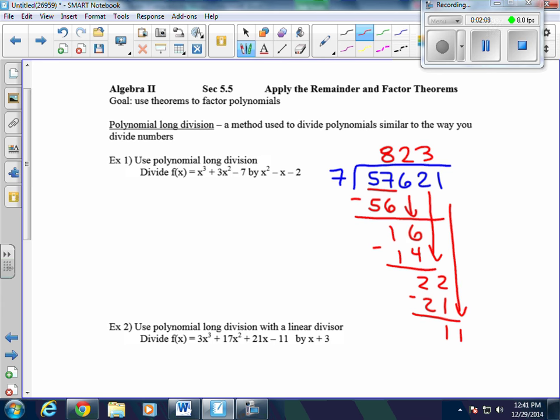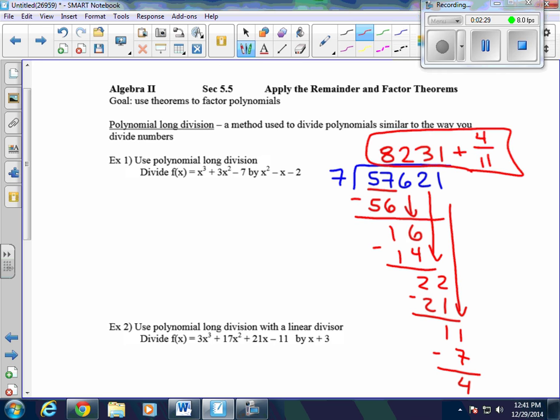How many times does 7 go into 11? And that is 1 time. So 7 times 1 is 7. We subtract those two, and 4 is our remainder. So we're going to say plus 4/11ths. And that is how we did the long division.